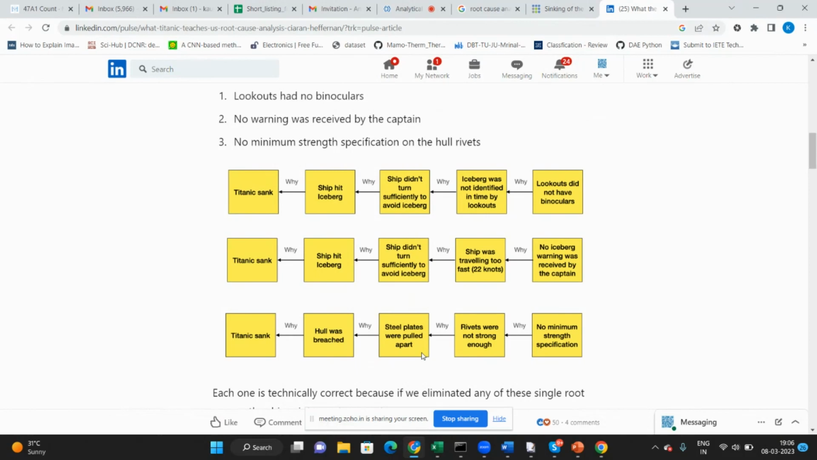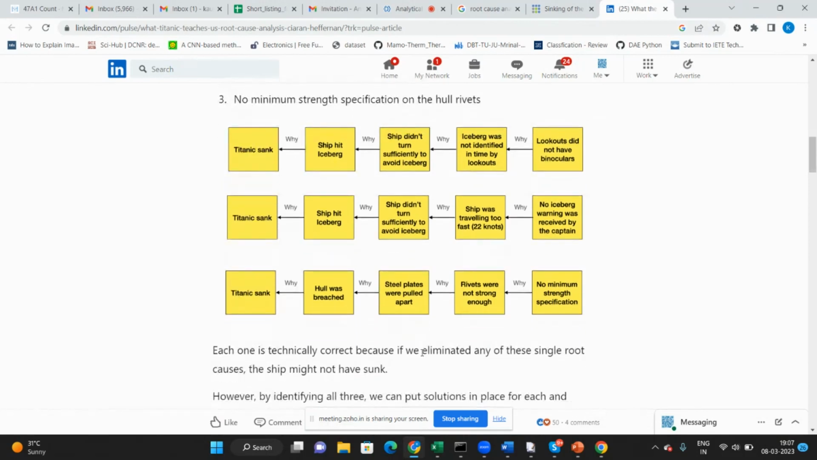Why did it go so fast? Because no iceberg warning was given to the captain. That is another thing. The last thing is, why did the Titanic sink? Because the ship hull was breached. The ship broke because the steel plates were pulled apart. The connecting rivets were not enough. The strength of the ship was not enough. You can take any of these three. All these three are technically correct.